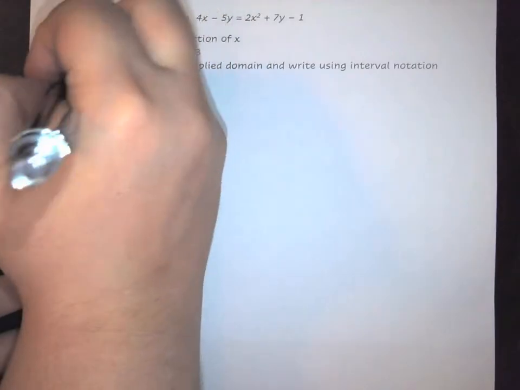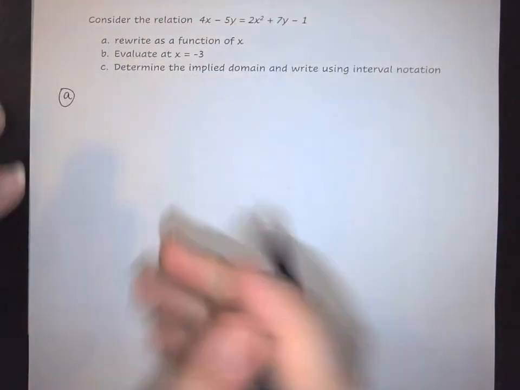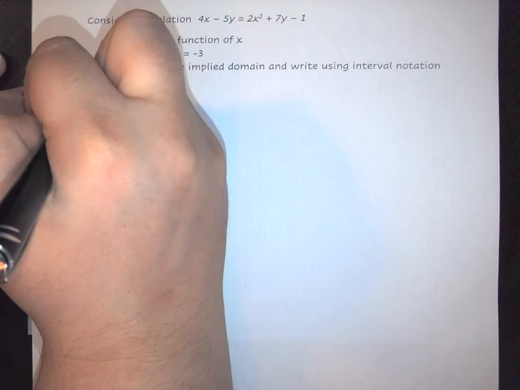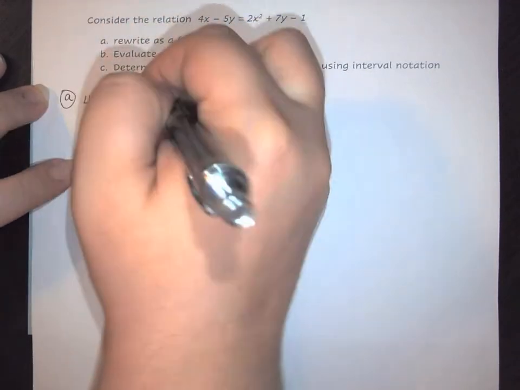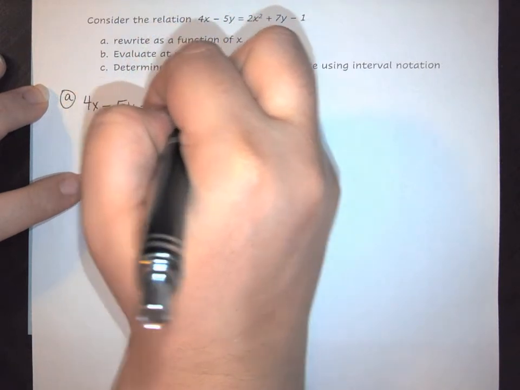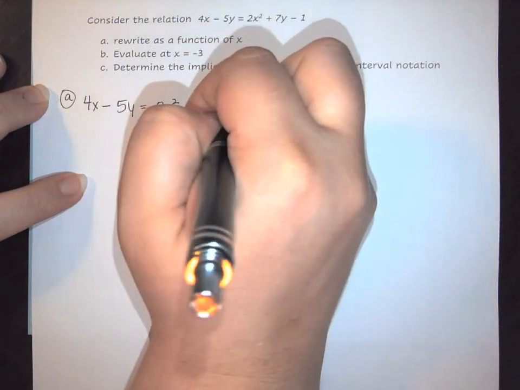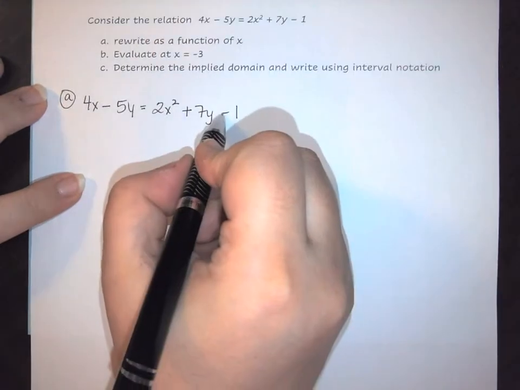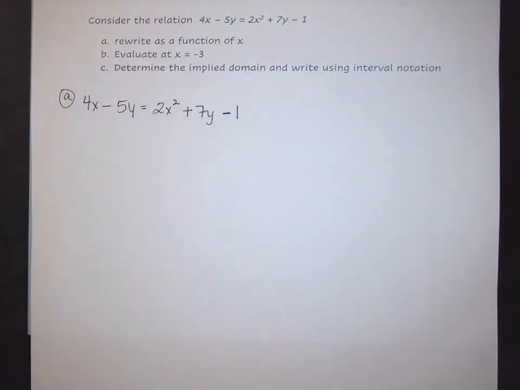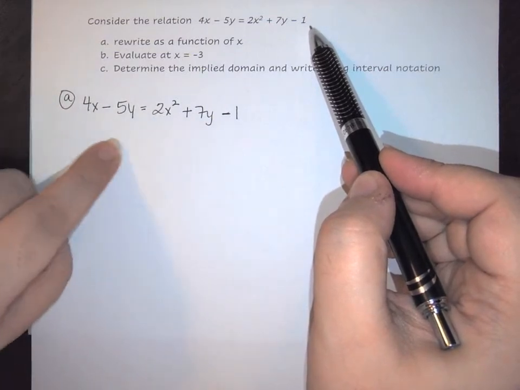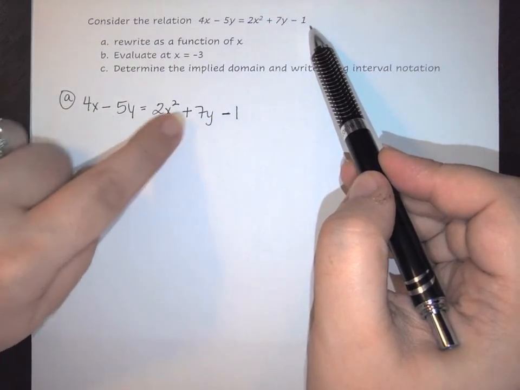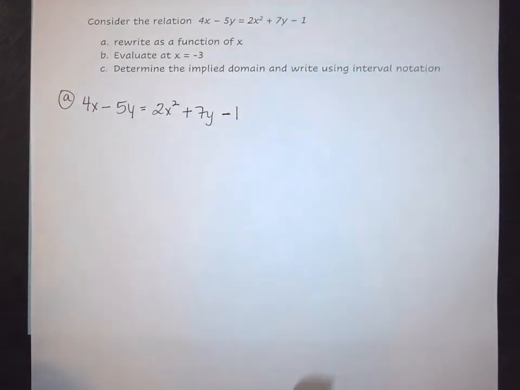So if we look at the first part as being rewriting the equation, I would always start by writing down what you have. So we had 4x minus 5y is equal to 2x squared plus 7y minus 1. Now the first thing you always want to do before you get started is double check that what you just wrote down was the equation you actually had. So take a quick glance back through what was printed and what you wrote to make sure you didn't write any of your signs in the wrong places.